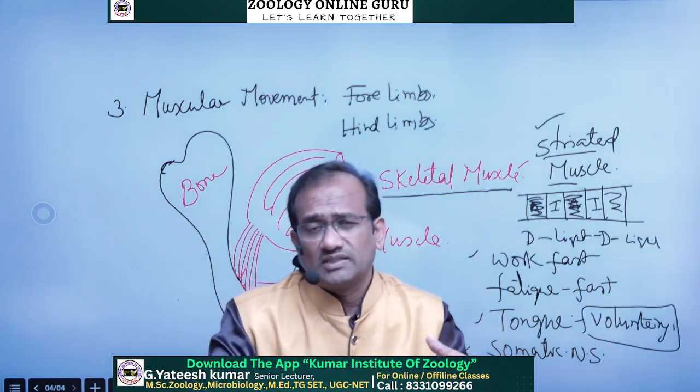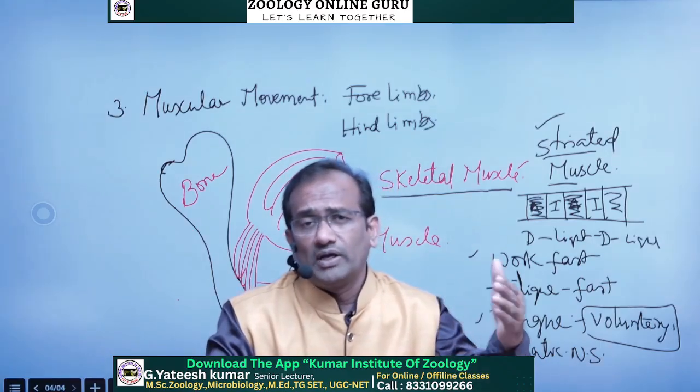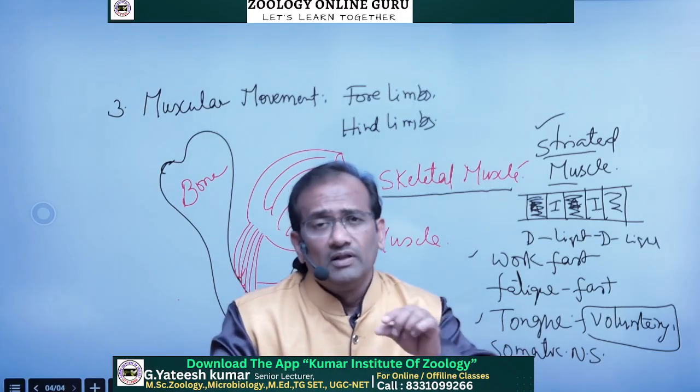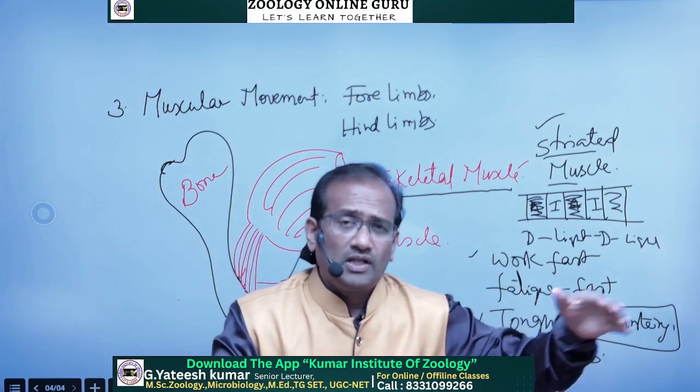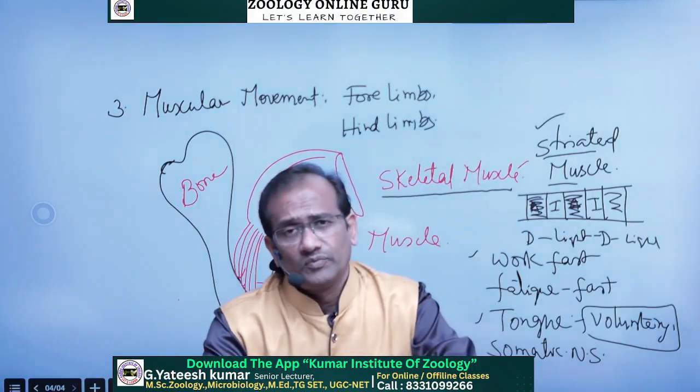So skeletal muscles are striated muscles, voluntary muscles under the control of the somatic nervous system. They work fast, tire fast, and on the myofibril the dark and white bands are alternately present throughout the length of the muscle fiber.